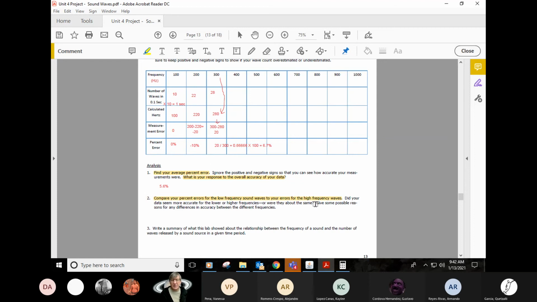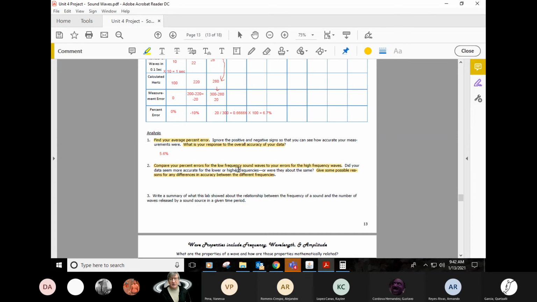And then give some possible reasons. Please be careful. Sometimes these questions have more than one part. You need to answer all the parts of the question to get full credit, right? Then you write a summary. So all this stuff you're going to do on your own with the rest of class, or maybe it becomes homework. And if you really want to stay on top of things, I'm going to ask you to do a little bit more than that today too.